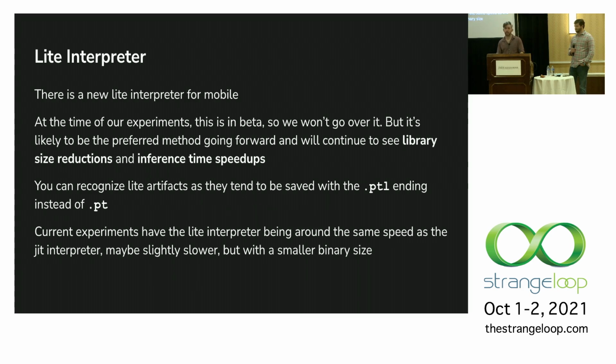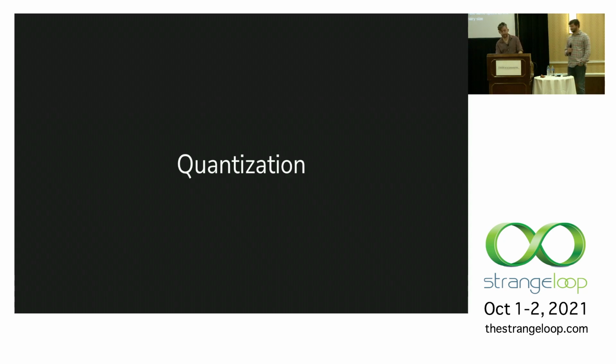So the binaries are going to get smaller and the interpreter is going to get faster, and that's all going to be free. So if you can wait, maybe just wait. You'll be able to recognize those artifacts because they'll be called PTLs, because they're light, instead of PTs. Our experiments showed that they were essentially equivalent to the JIT, slightly slower in some cases, but the binaries were a lot smaller. So if you're watching this on YouTube, use the Lite Interpreter.